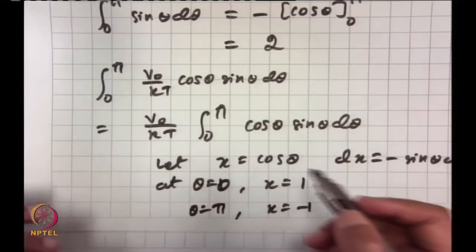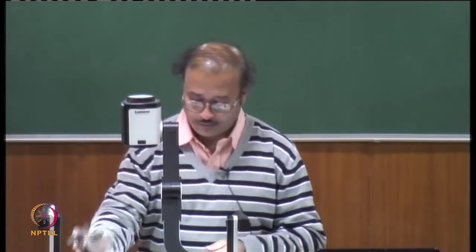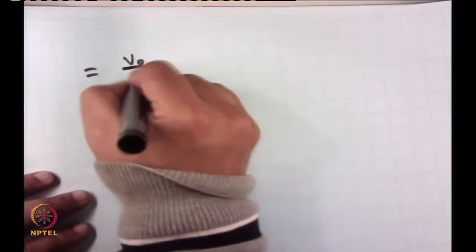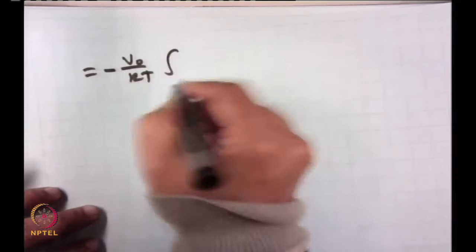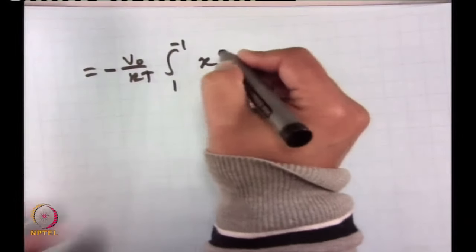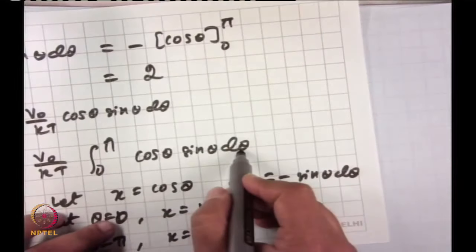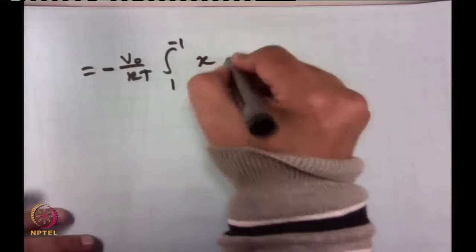Yeah, there are many ways of doing this integral. So, I am just showing one of the ways. You can even do it as you said. We can write this one now as V0 by KT, right. I have a negative sign coming here, then what do I have? I have 1 to minus 1, I do x, and look at this sin theta d theta. What is sin theta d theta? This is essentially d of x, right. I already have d of x, so I can put d of x.